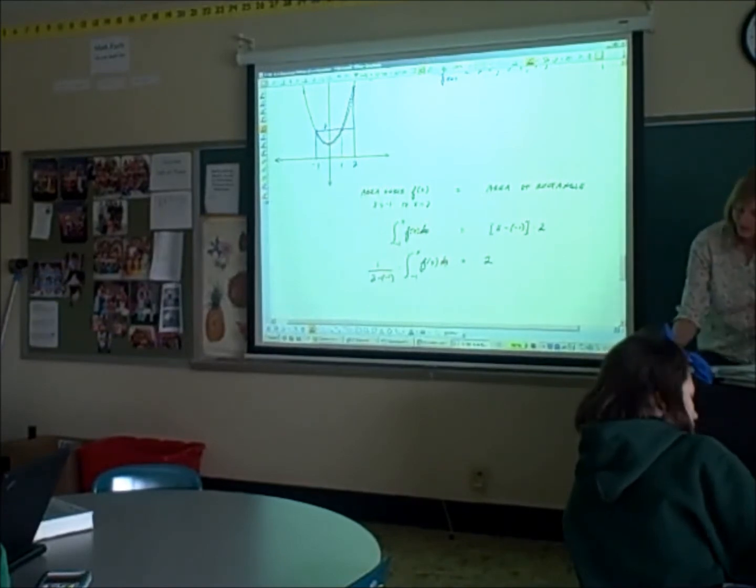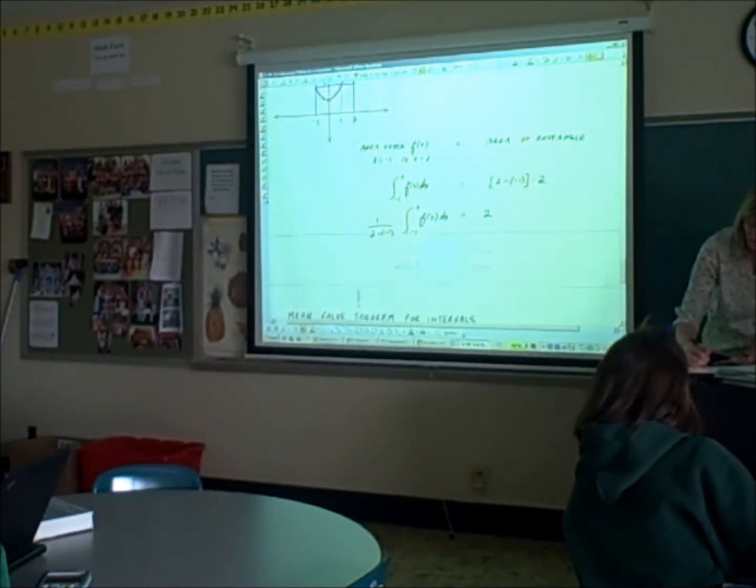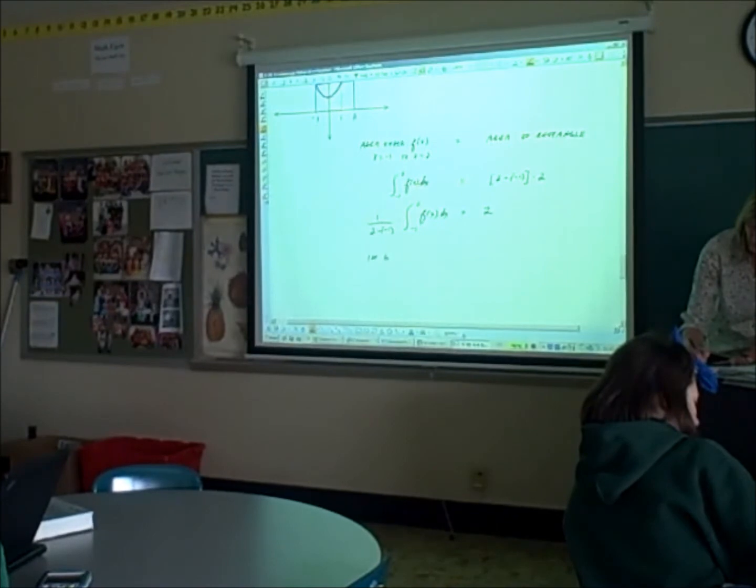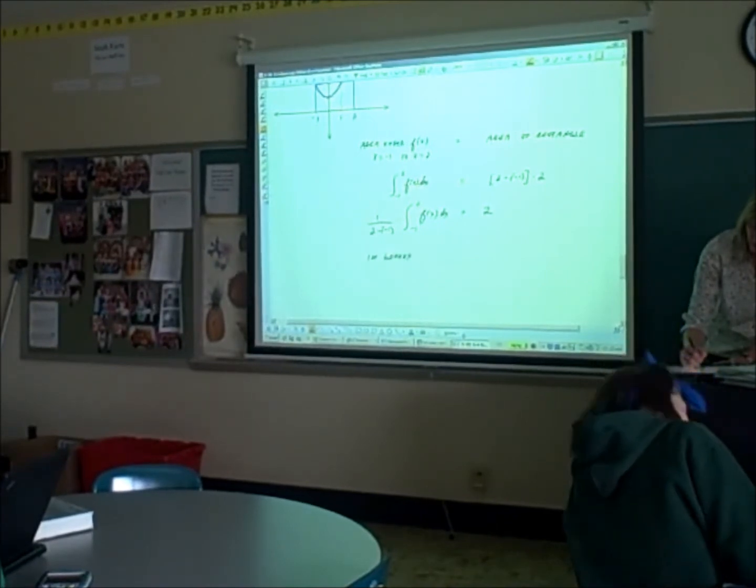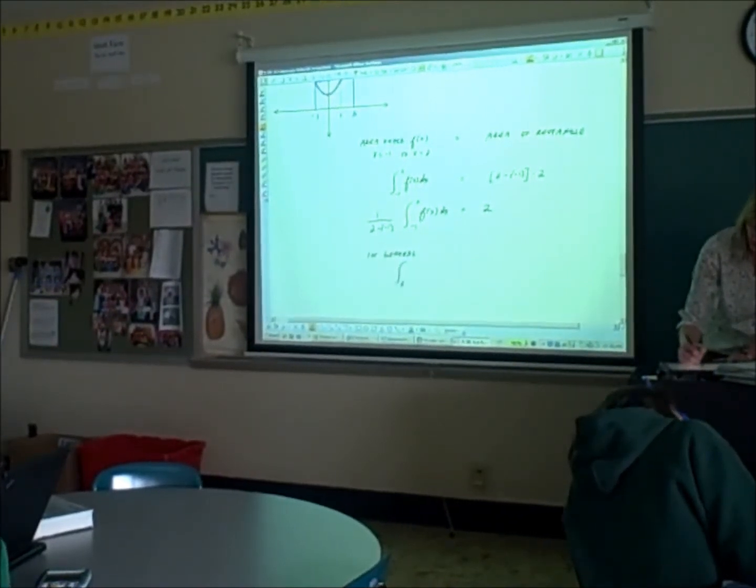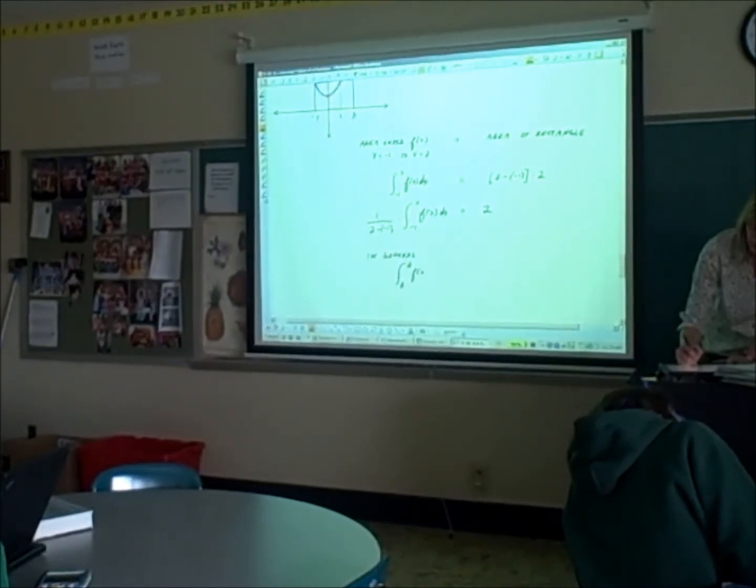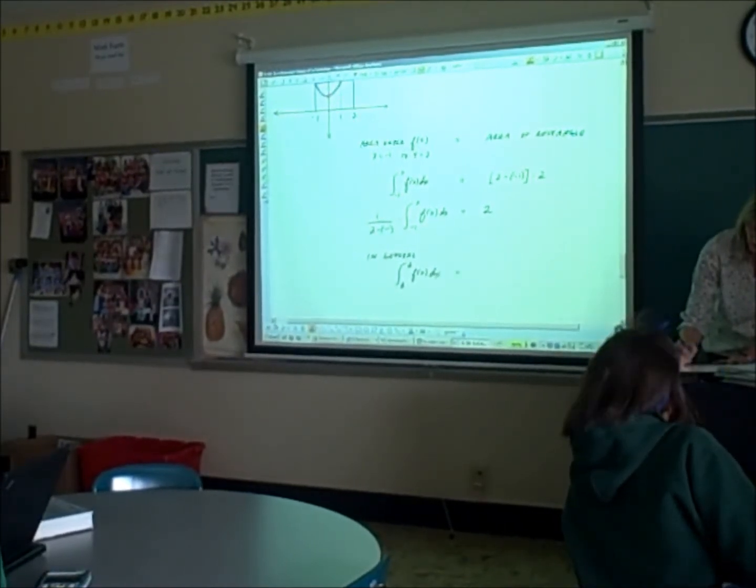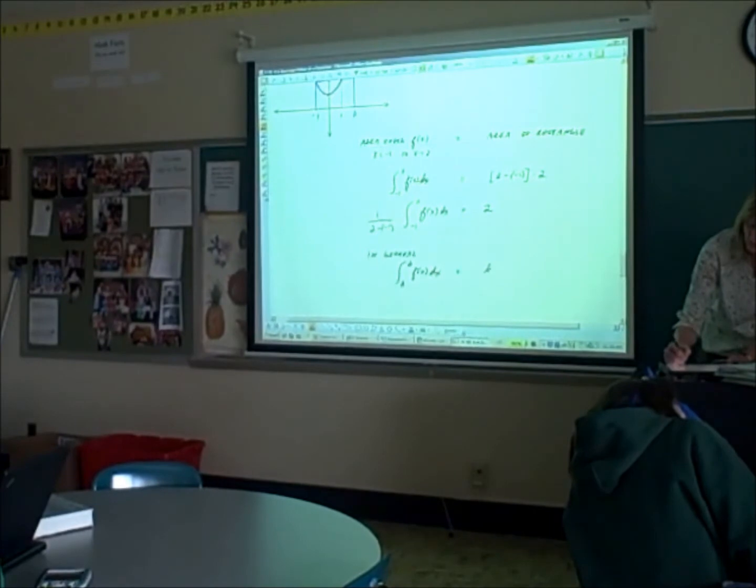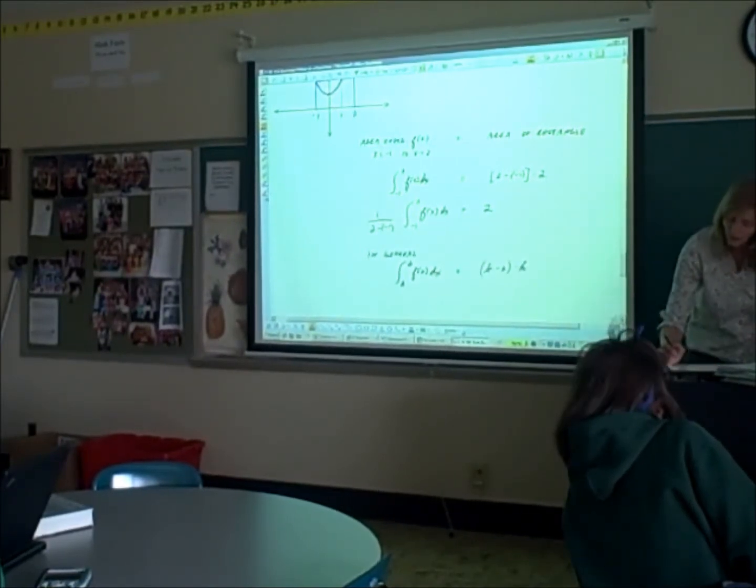So in general, I could say this like this. This is just super interesting. We could say the area between a curve and the x-axis is written like that, and it's equal to b minus a times just the right height. I'll just put that like the 3 bears, just the right height. Okay.